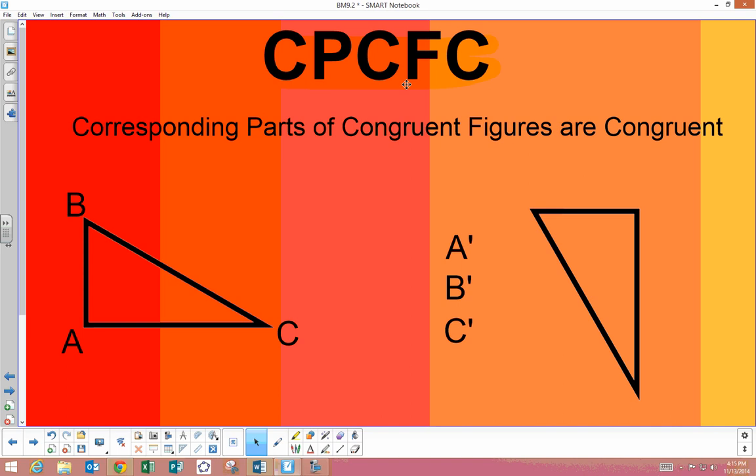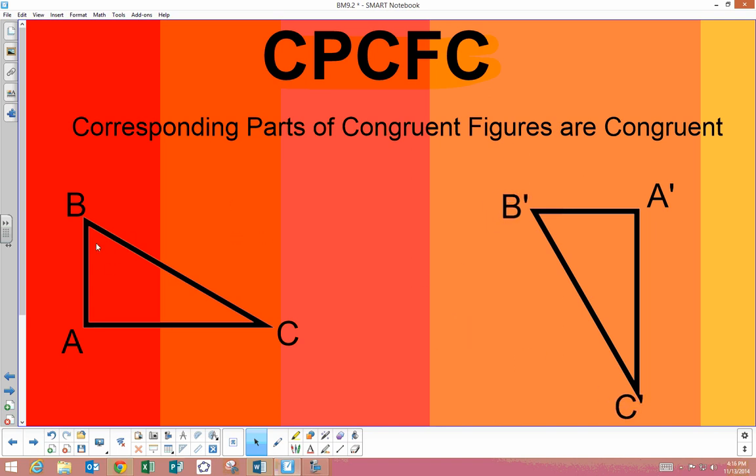Next, CPCFC is a new term to us that we've already learned. It stands for corresponding parts of congruent figures are congruent. Whew, that's a mouthful. Okay, let's break that down. Corresponding parts, well, we know corresponding parts are parts that match up. So for example, this right angle here is A, so this right angle over here would be A prime. This angle here is B, and its corresponding angle is B prime, and that makes this C.